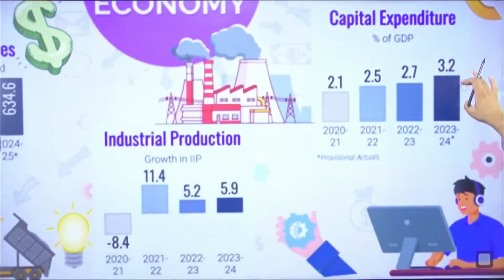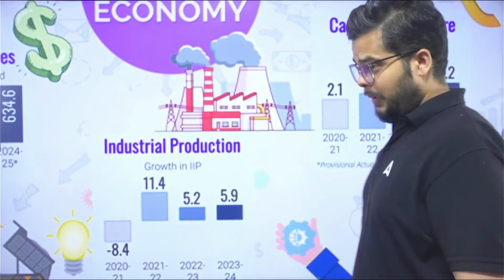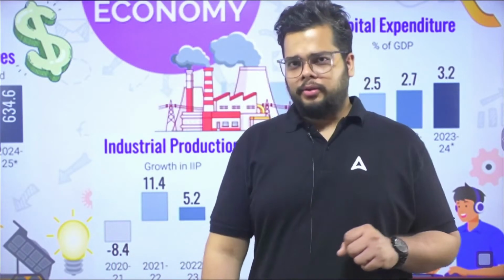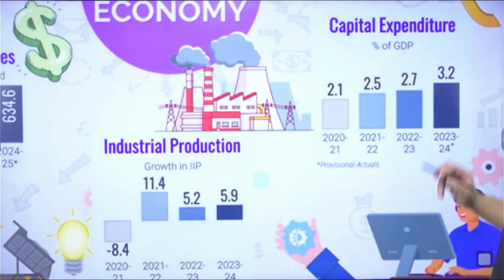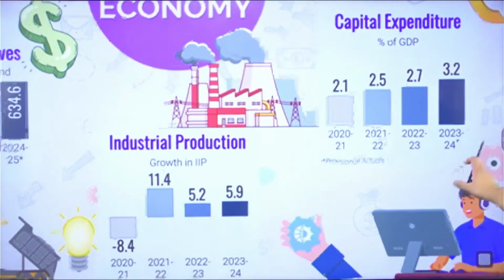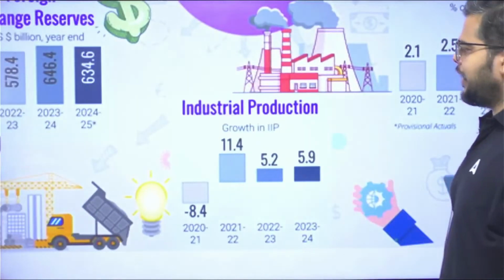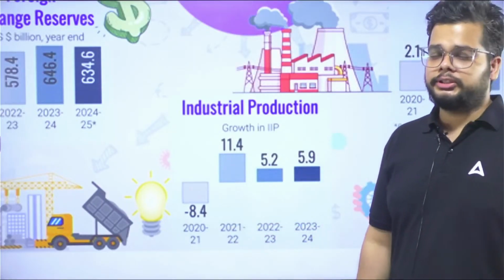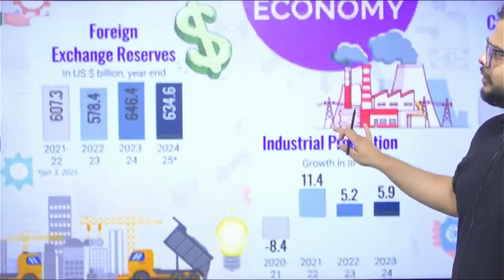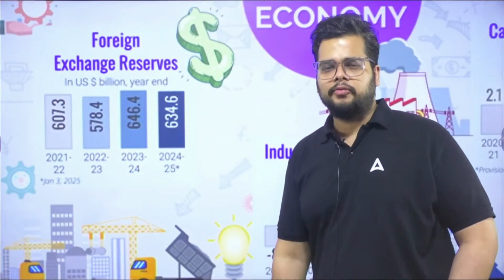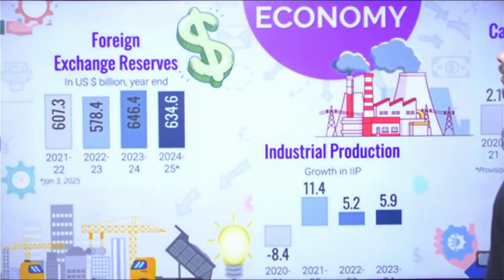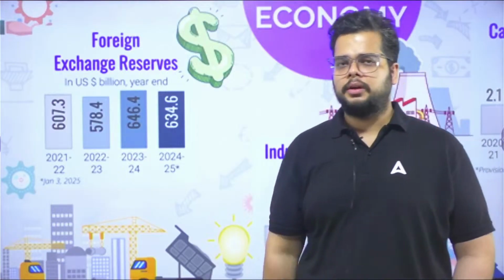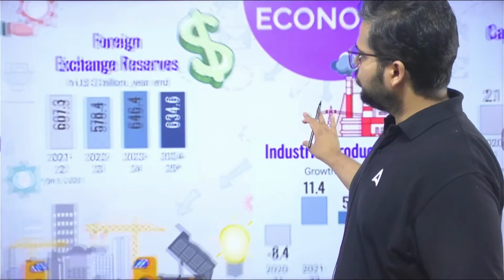Next is your capital expenditure, that is the expenditure which is being done by the Union government via its capital account. Capital expenditure right now is 3.2% of the entire GDP. Industrial production: the growth rate of industrial production is 5.9%. When we talk about the forex reserves, they stand at 634.6 billion US dollars. So these are the numbers which you should remember.